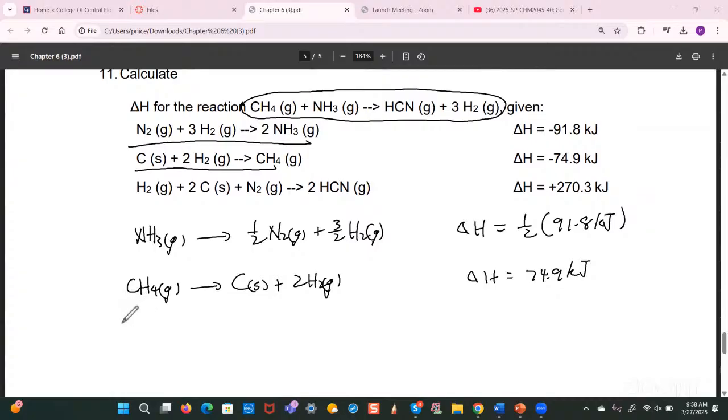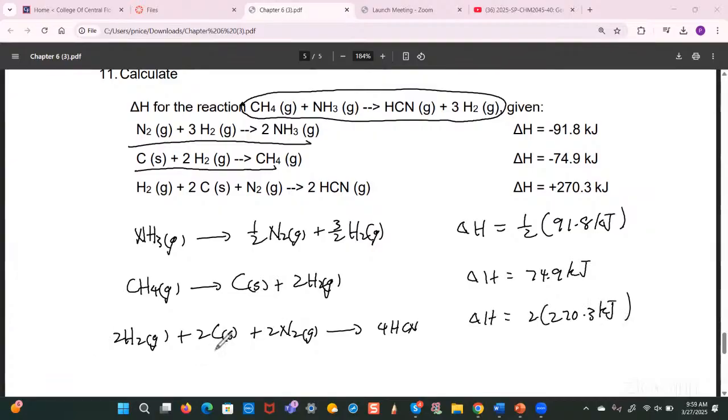Multiply right through by 2, so you're gonna end up with 2H2 gas plus 2 carbon solid plus 2 N2 gas to give 4 HCN, and delta H for that would be equal to 2 times 270.3 kilojoules. All right, so when we add these up, what will cancel out? The H2s.